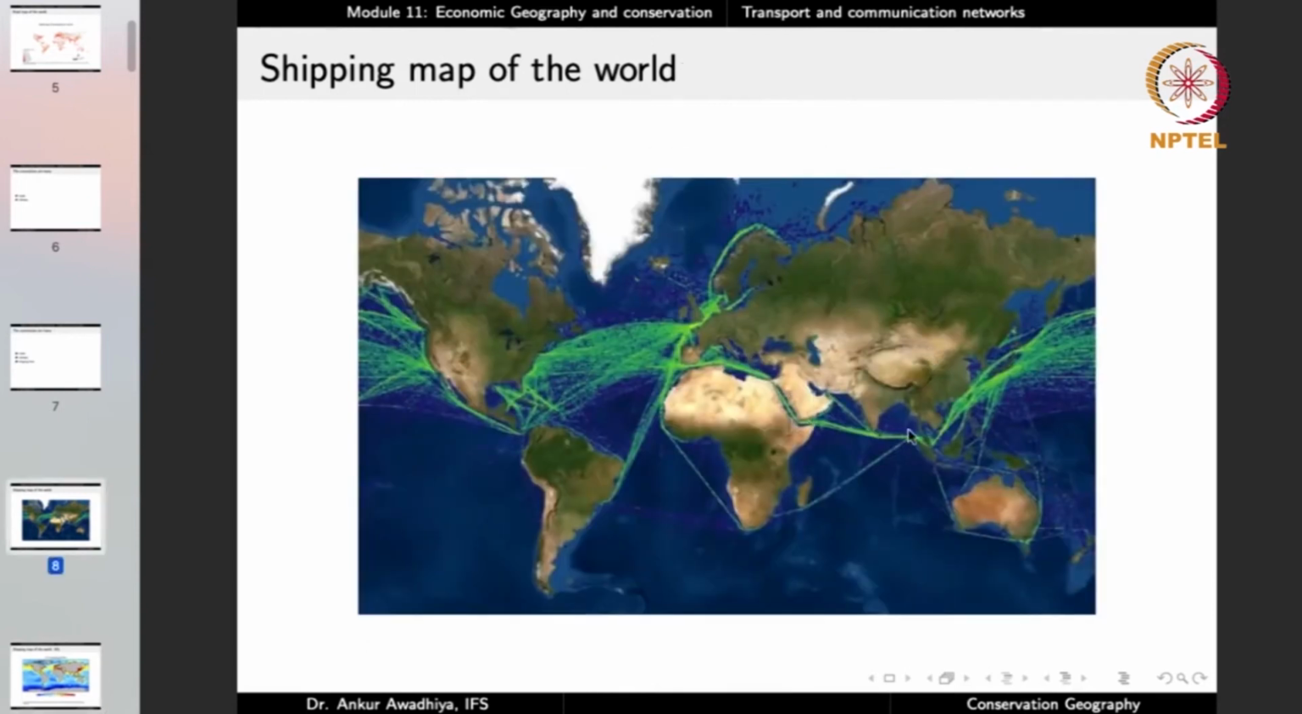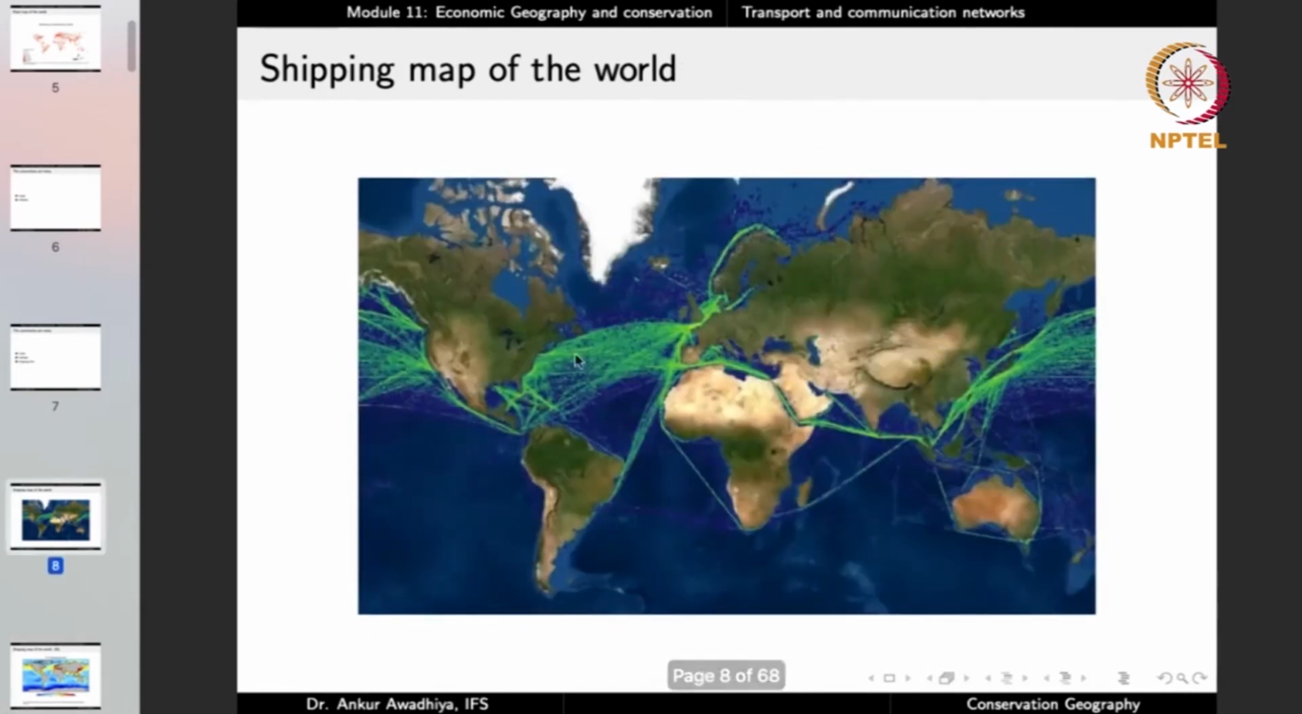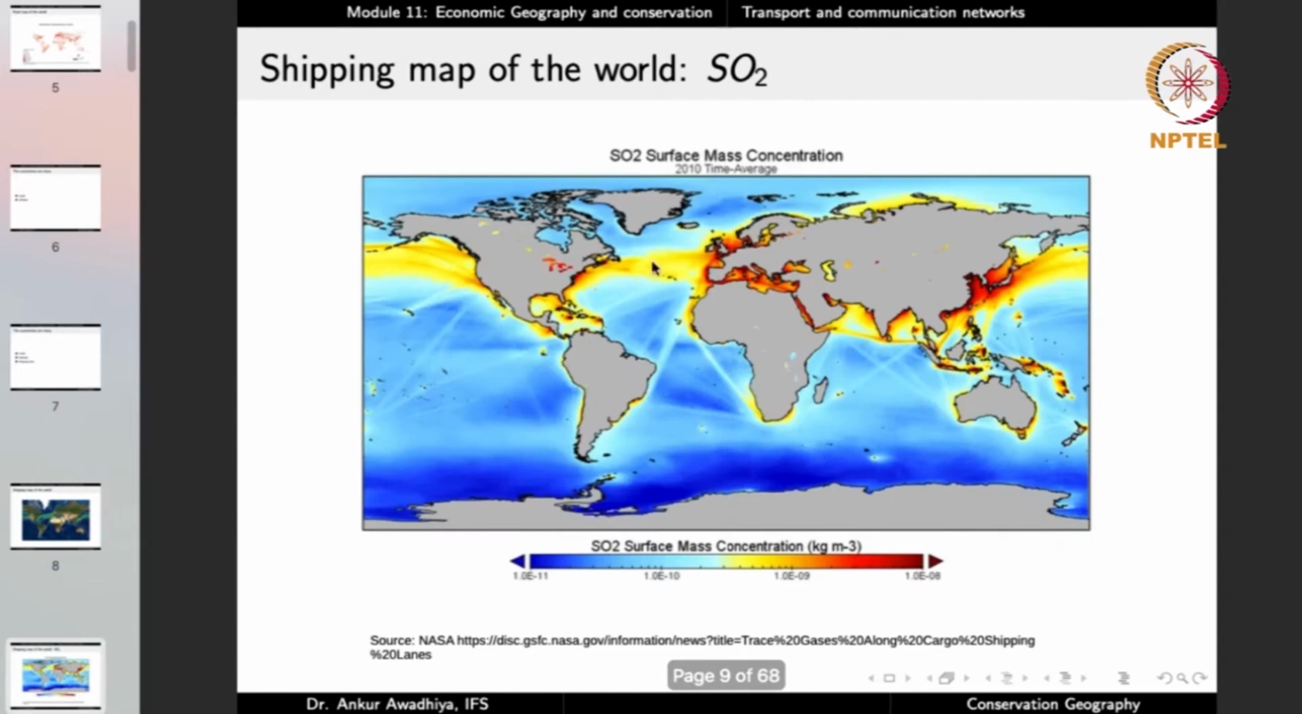Here you have this line that is moving from the south of India, and here again we find that there is a heavy amount of sulfur dioxide concentration. You talk about these areas that connect North America with Europe, and we find a very high sulfur dioxide concentration.